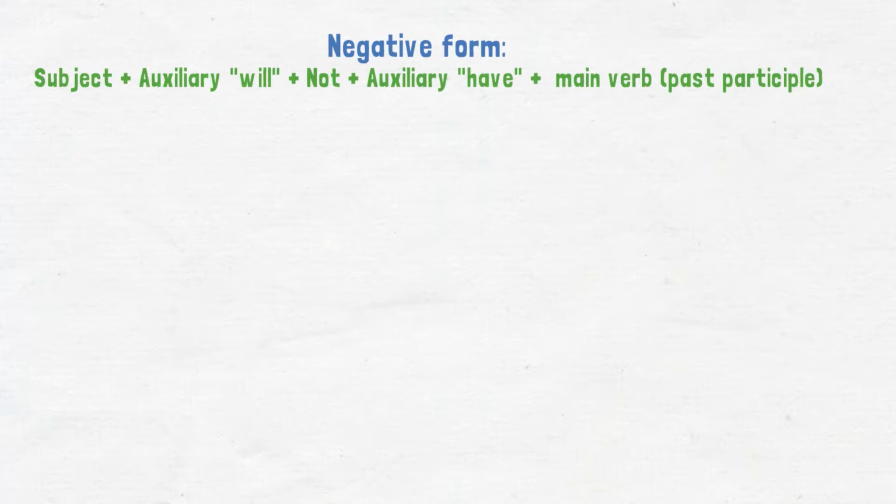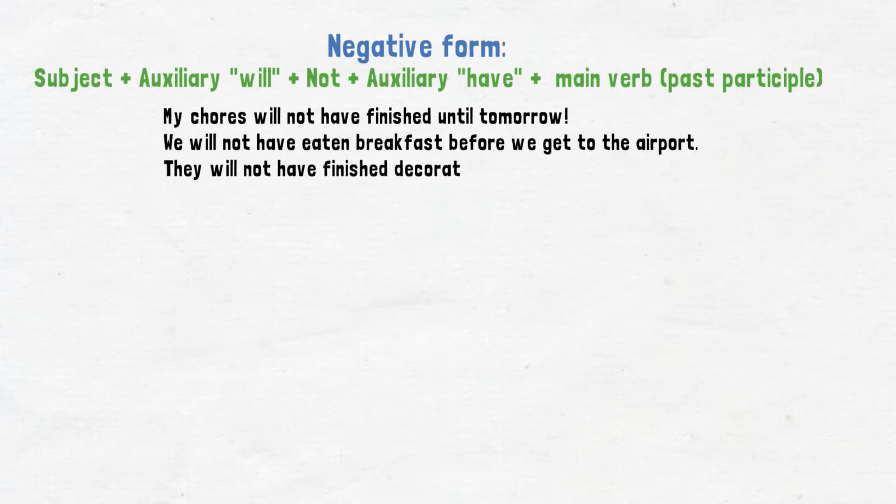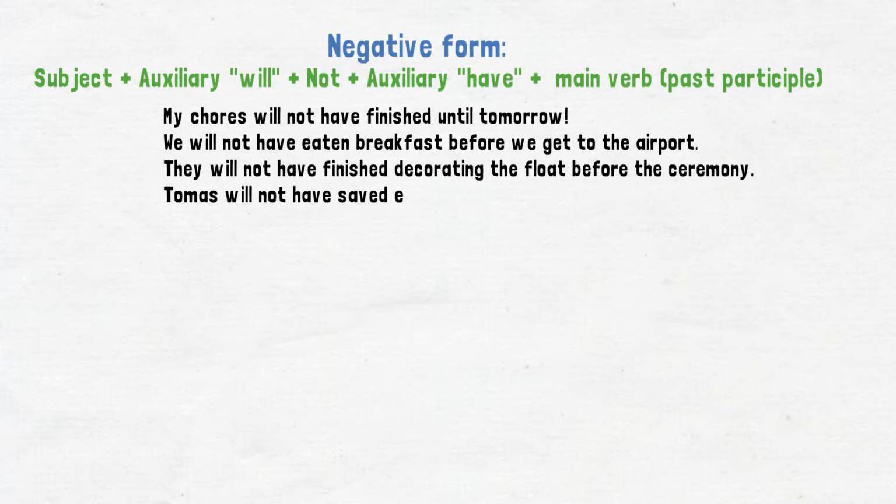Making a negative future perfect construction is easy. Just insert not between will and have. For example, my chores will not have finished until tomorrow. We will not have eaten breakfast before we get to the airport. They will not have finished decorating the float before the ceremony. Tomas will not have saved enough money yet.